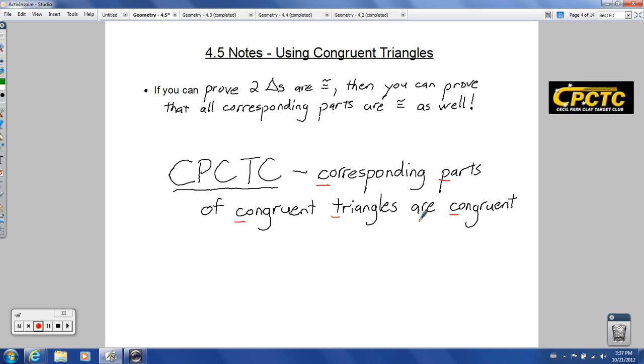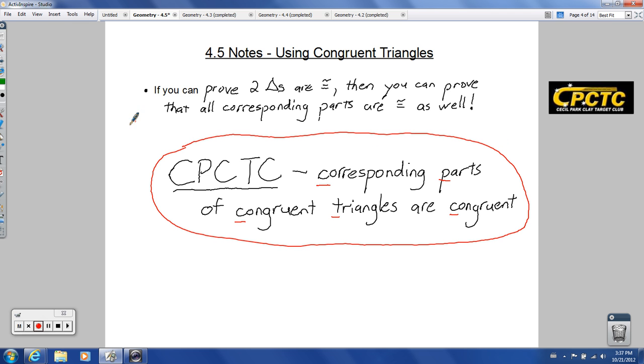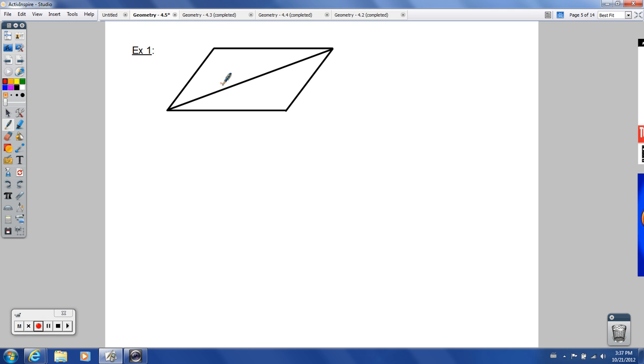The O and the A, usually those small words, those insignificant words we sometimes leave out of the acronym. So CPCTC stands for corresponding parts of congruent triangles are congruent. Got to know that for this lesson here. So I'm going to circle that. That's the only real new thing, the only non-review thing in this whole lesson. Very important to know that acronym. We're going to use that a lot in this lesson and in the future from here, but especially this lesson.